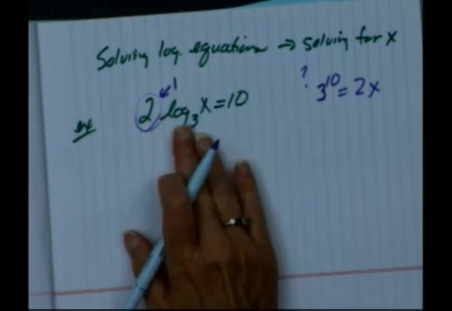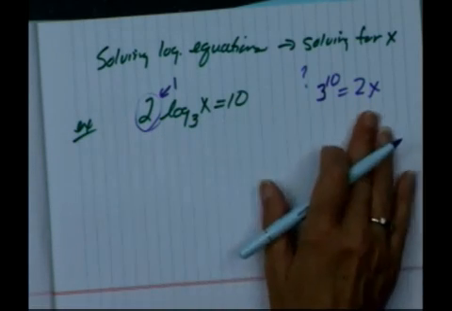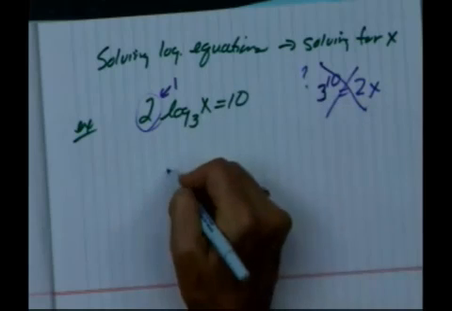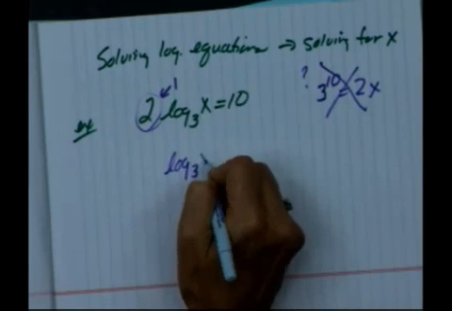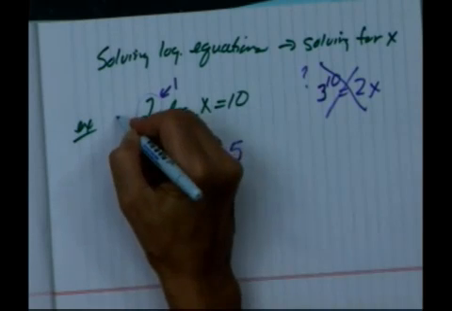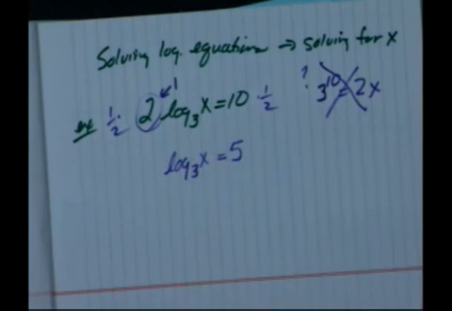So this is 2 times log to the base 3 of x is 10. So what do you need to do to get that to be a 1? Multiply through by half or divide by 2. So you have log to the base 3 of x is equal to 5. We multiplied both sides of the equation by half. Multiply by half or divide by 2, same thing.